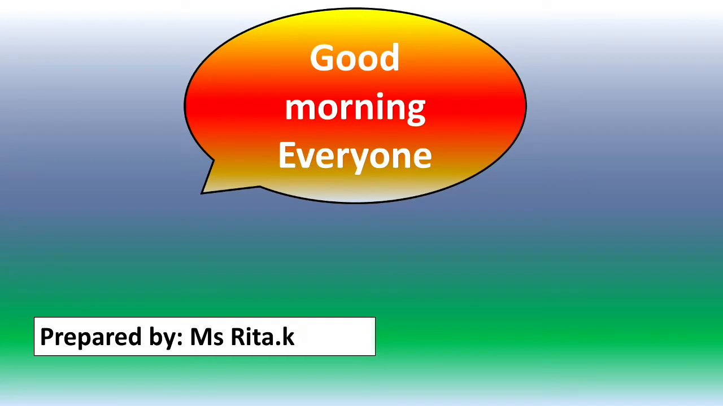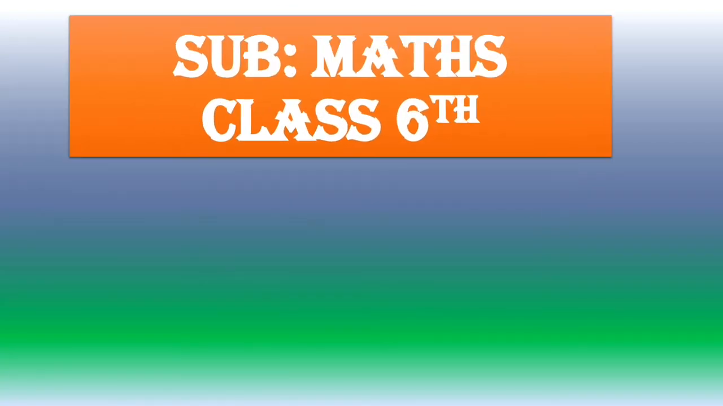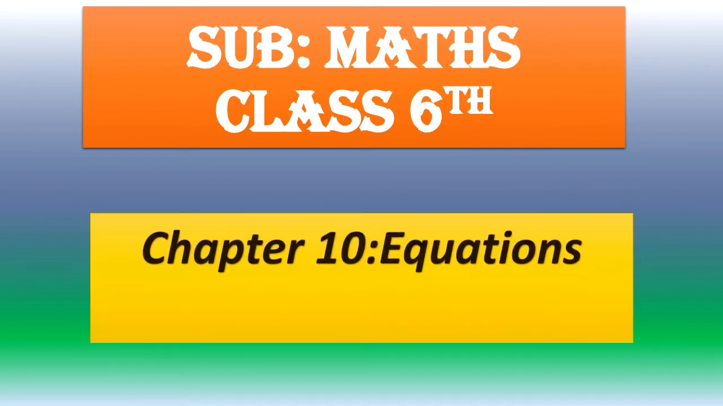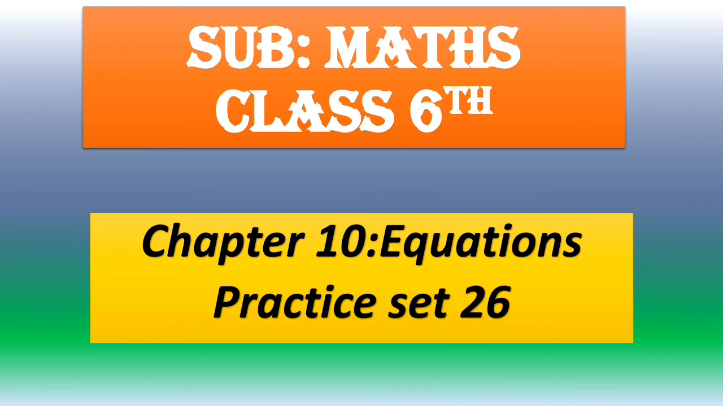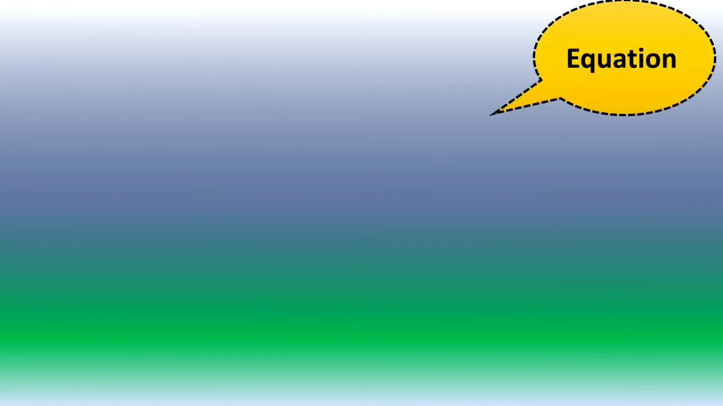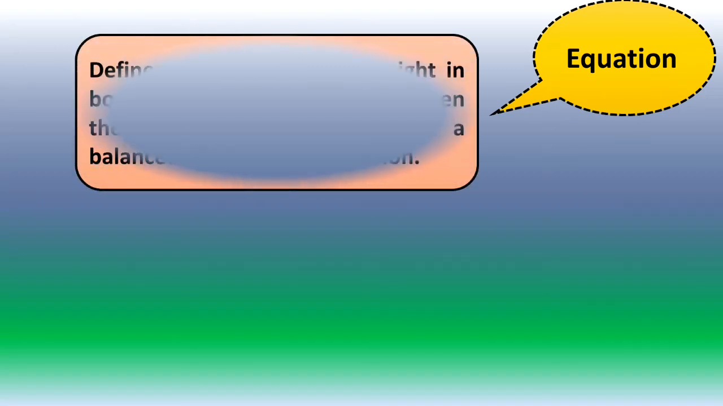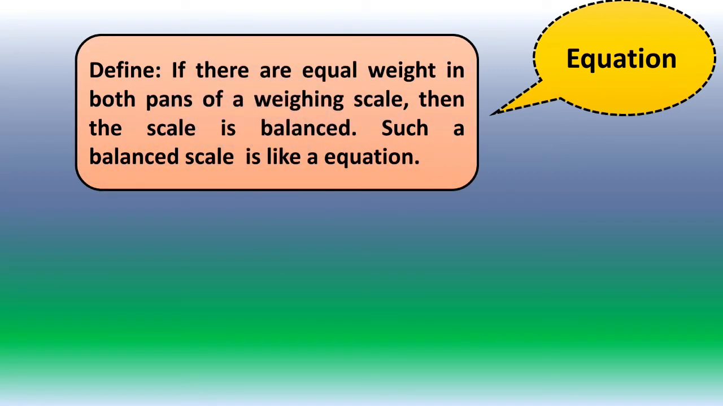Miss Rita here. Children, today in Maths of class 6, we are going to see chapter number 10, Equation, practice set number 26. So, equation. The definition for equation is: if there are equal weights in both pans of a weighing scale, then the scale is balanced. Such a balanced scale is like an equation.